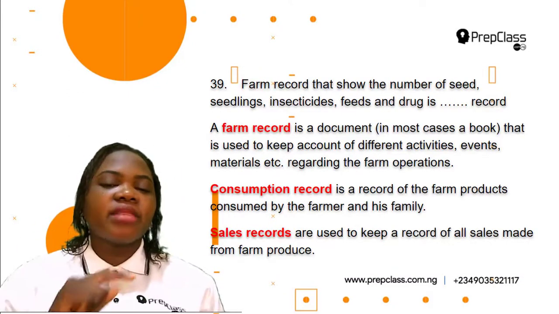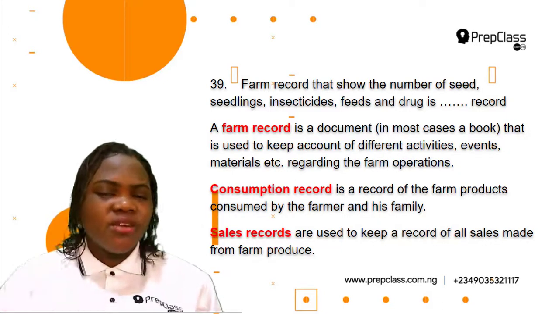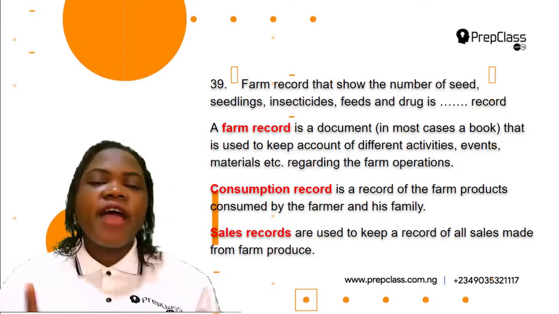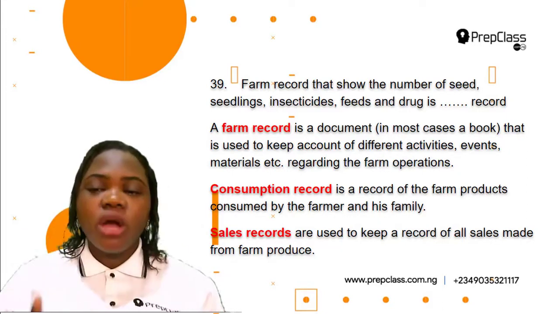So this would enable us to choose the correct option. Okay, so before we find out the meaning of the options, what is a farm record? A farm record is a document.